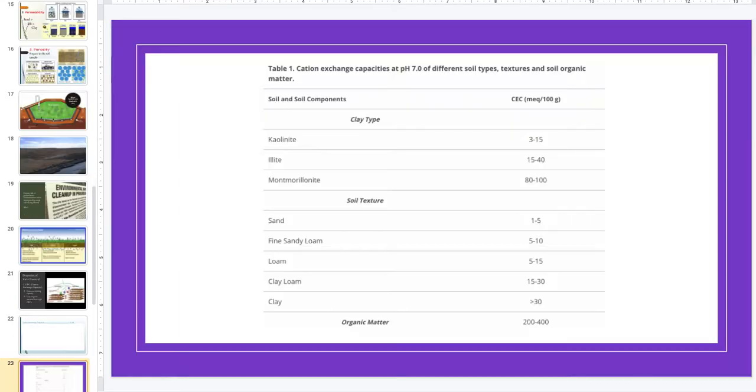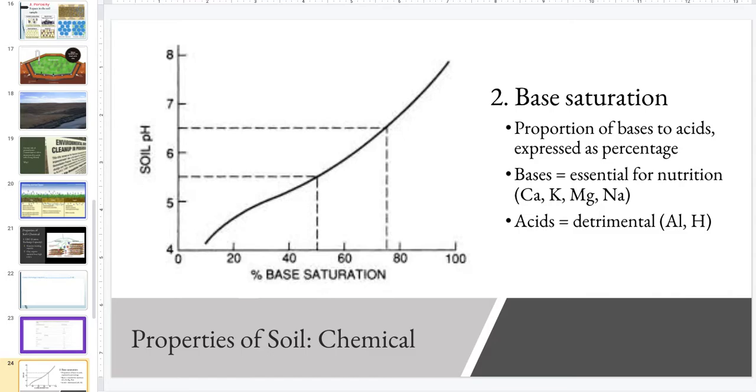Then we had a video. And then here we have a data table. Our soil types that are highest in clay have the highest CECs, and our organic matter has a much higher CEC than any type of clay. And then base saturation. This is the proportion of acids to bases in your soil. Ideally, you want it to be more alkaline, because those alkaline pHs are better at absorbing a lot of these inorganic minerals.